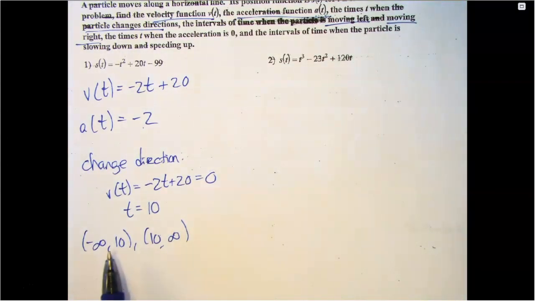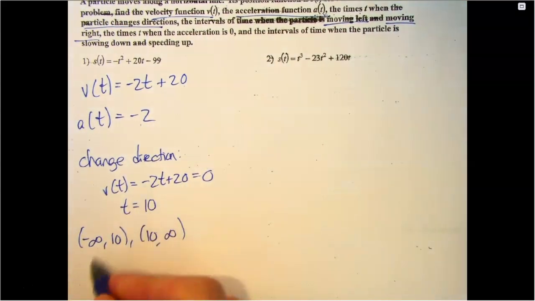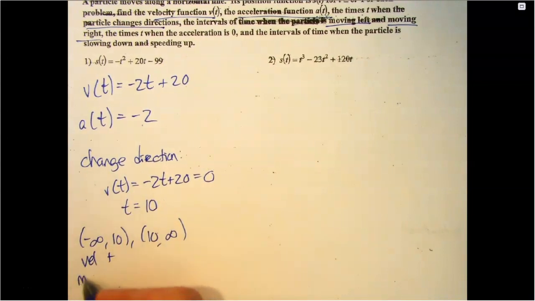Okay, so if I plug in, let's say 0 to my velocity function, I'll get a positive number. So velocity is positive, which means it's moving right.